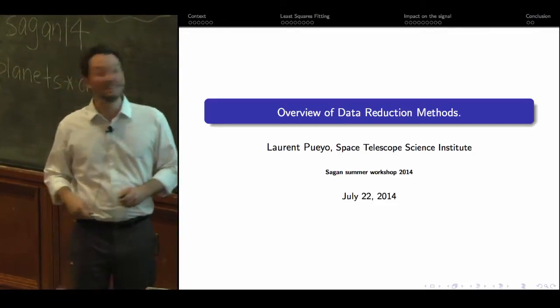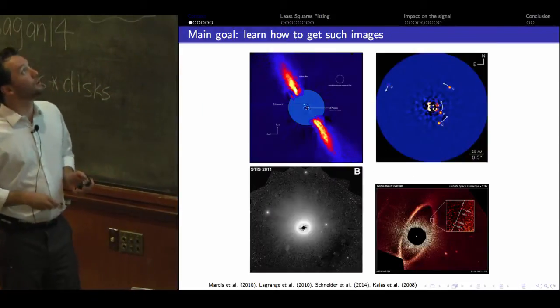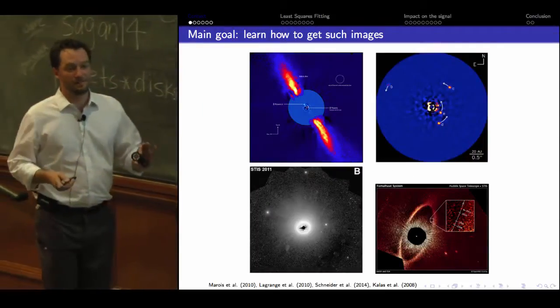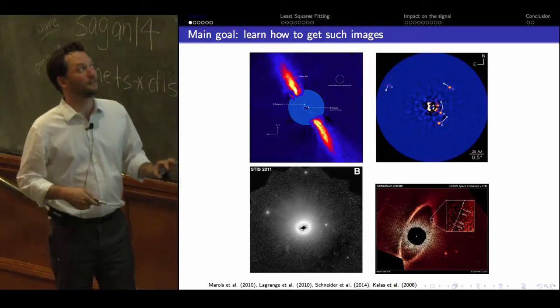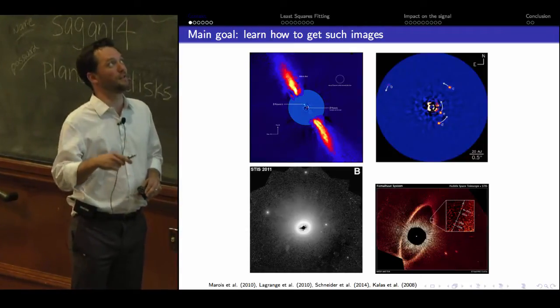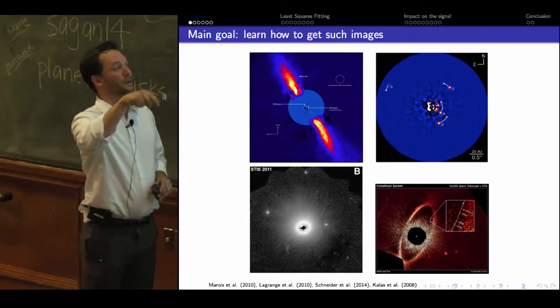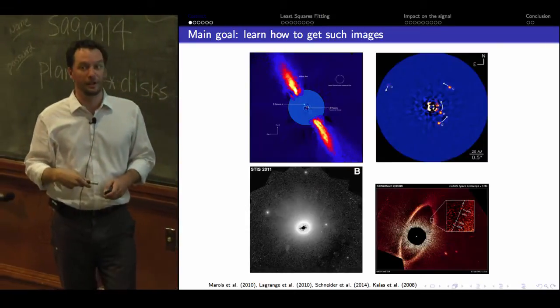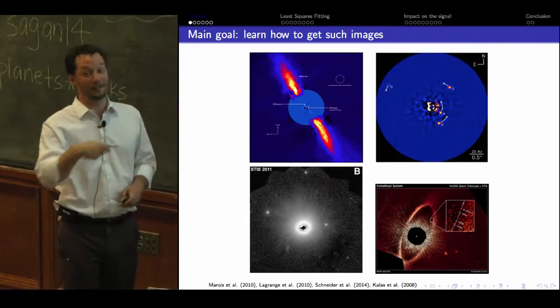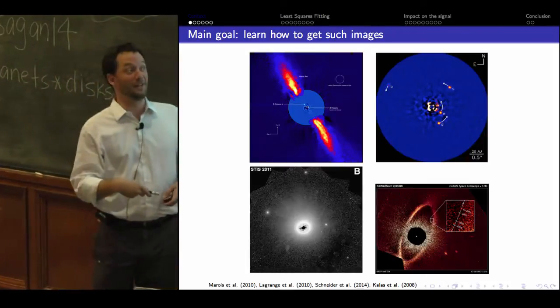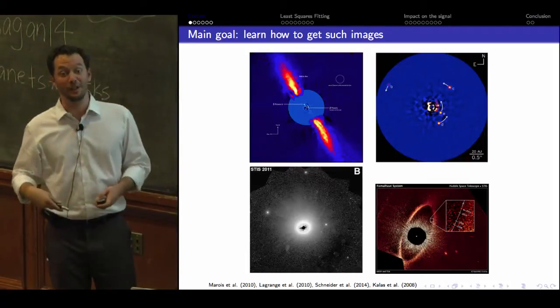So the goal of this presentation is to give you a flavor of how we're getting these pretty pictures of planets around other stars or disks around other stars, starting with raw data that doesn't look anything like this. I mean, you wouldn't have any idea that there's anything like that when you look at the raw data on these sources.